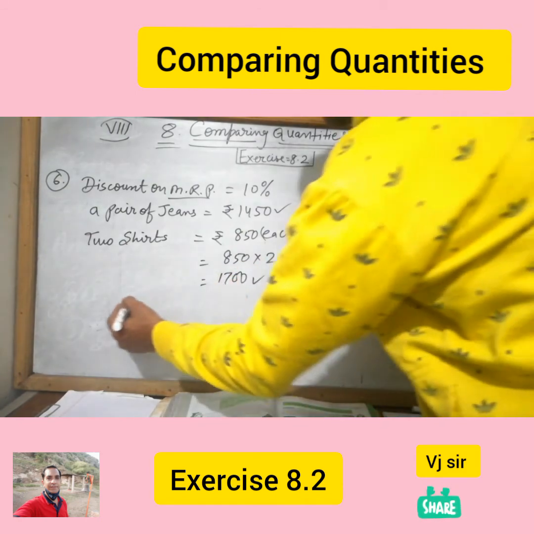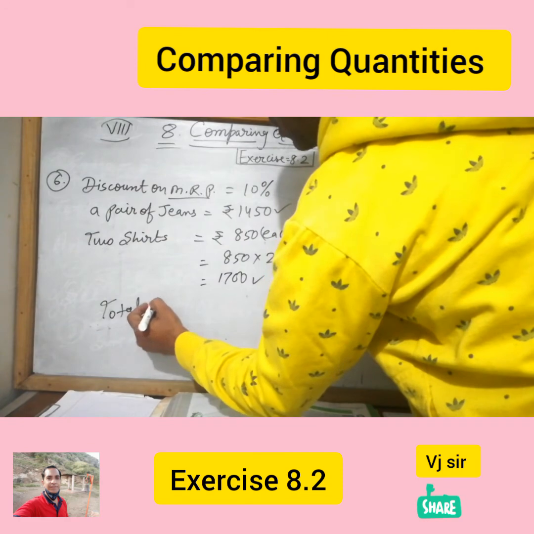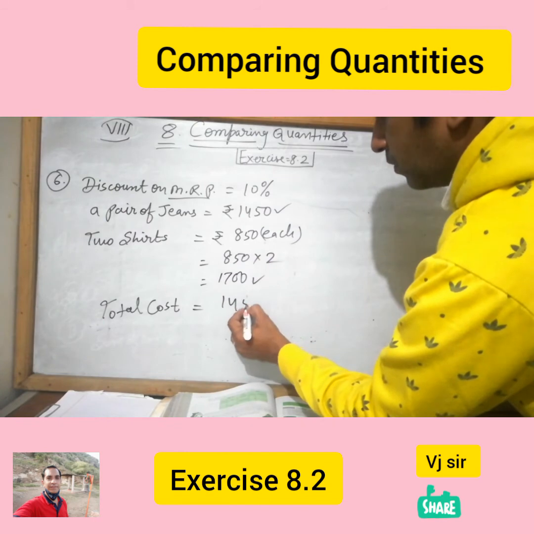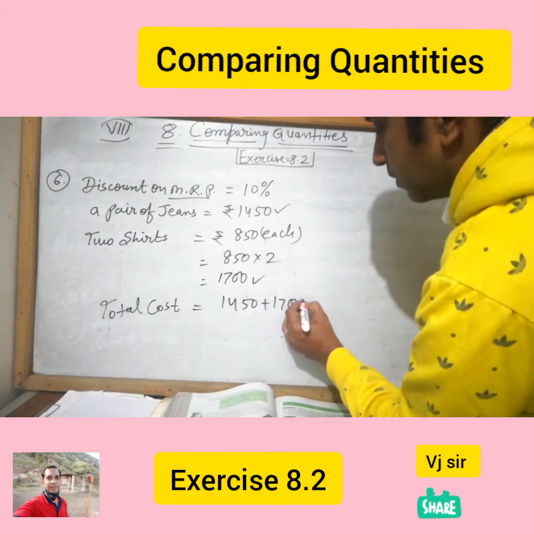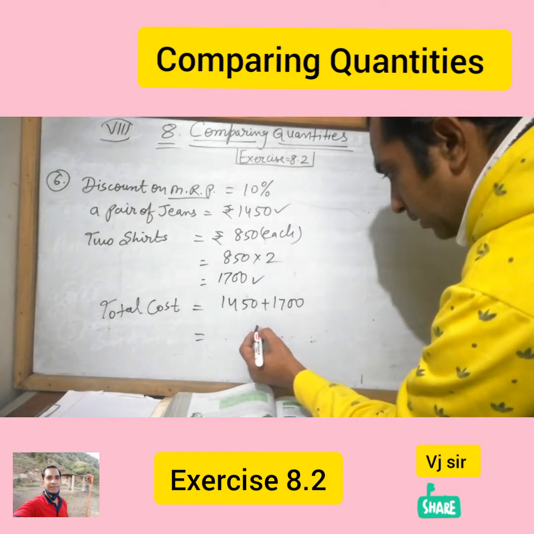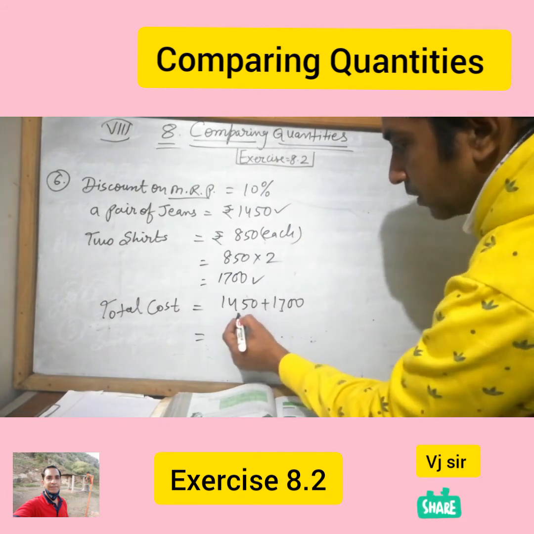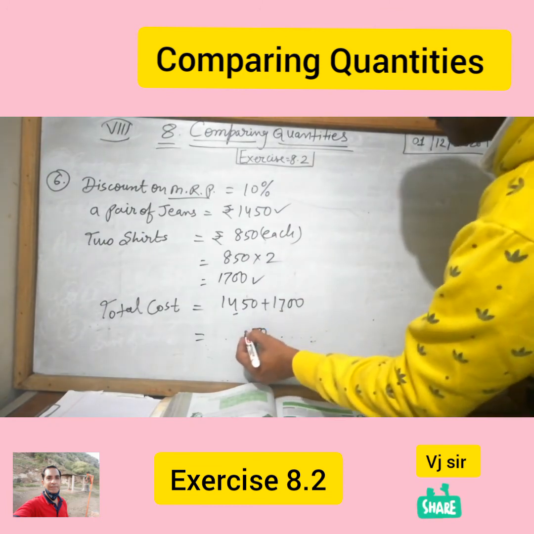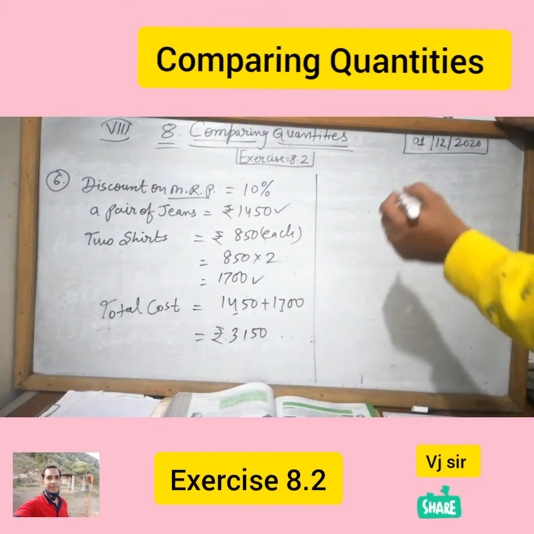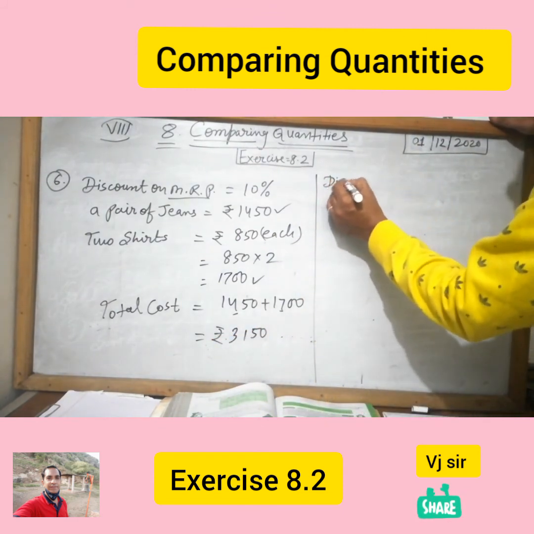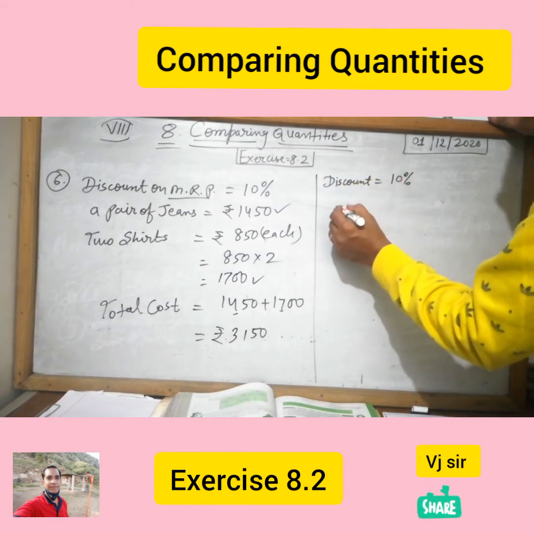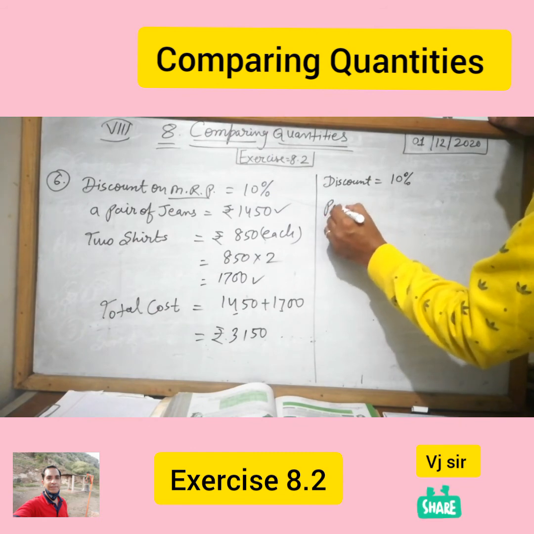So the total cost, what will your bill be? 1450 plus 1700. Okay, so this is your bill, and that is 0 plus 0, 5 plus 0, 5, 7 plus 4, 11, 1 carry 1, 3. So 3150 is the bill. And now the discount is 10% on the total bill. So the payable amount.